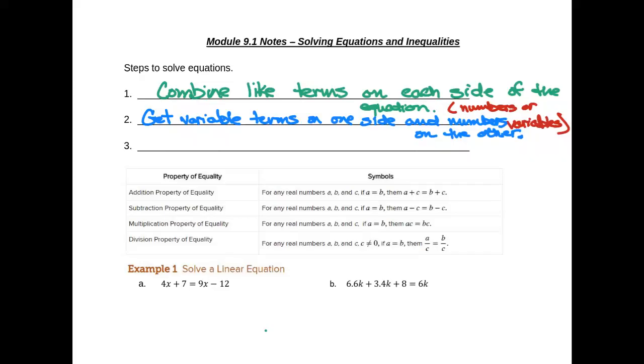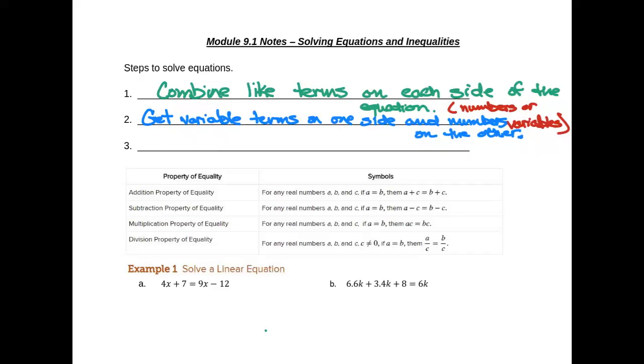So, you're looking at the left-hand side. You've got a couple of different numbers up. Combine those numbers. Okay? Then maybe you got variables on both sides, you got numbers on both sides. Get all your variables to one side. It doesn't matter which side. Just get them all to one side, get your numbers to the other.